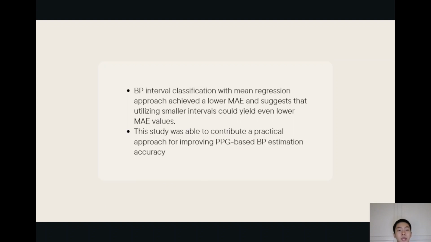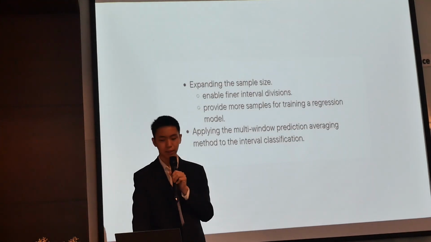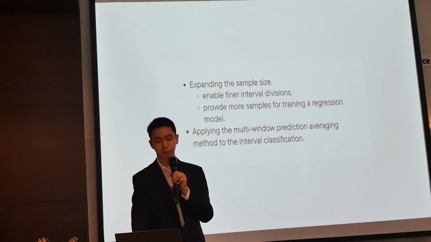The blood pressure classification with mean regression approach achieves a lower mean absolute error and suggests that utilizing smaller intervals could yield even lower MAE values. This study was able to provide a practical approach for improving PPG-based blood pressure estimation accuracy. Future work will consist of expanding the sample size to enable finer interval divisions, providing more samples to train the regression model, and also applying the multi-window prediction averaging method to the interval classification.